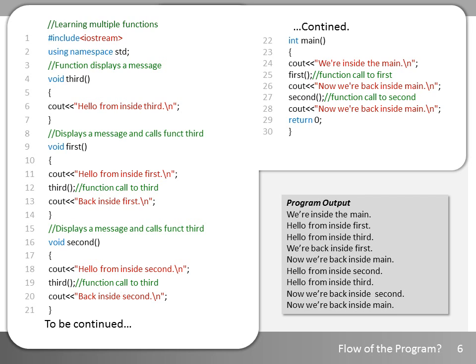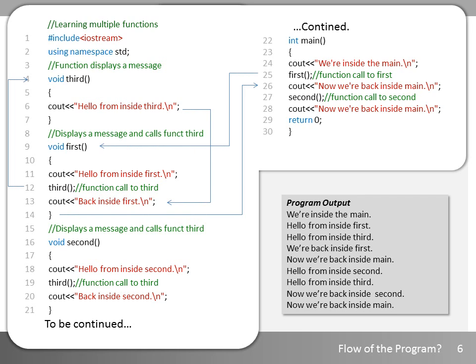Let's start on the right with the main. The program will print out "we're inside the main." Then it reaches the first function call. Following the arrow, we reach the function first and print out hello from inside first. Up next is function call third. Notice that this function call is exactly the same as the ones we've previously encountered, except that this one is being called from a different function definition that isn't the main. We enter function third, and all it does is print out hello from inside third.